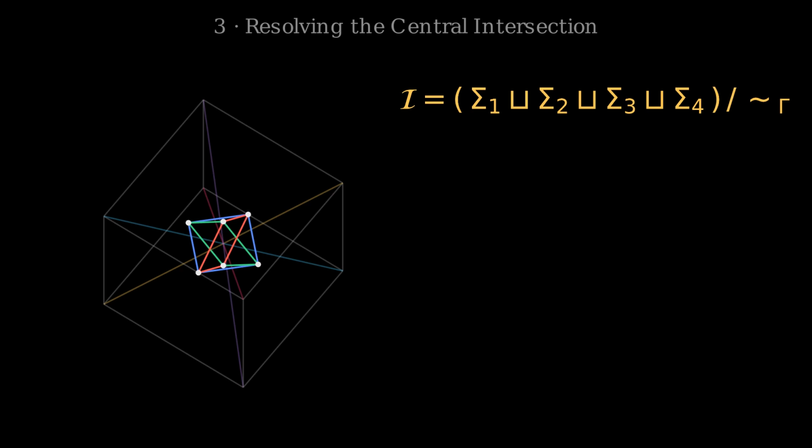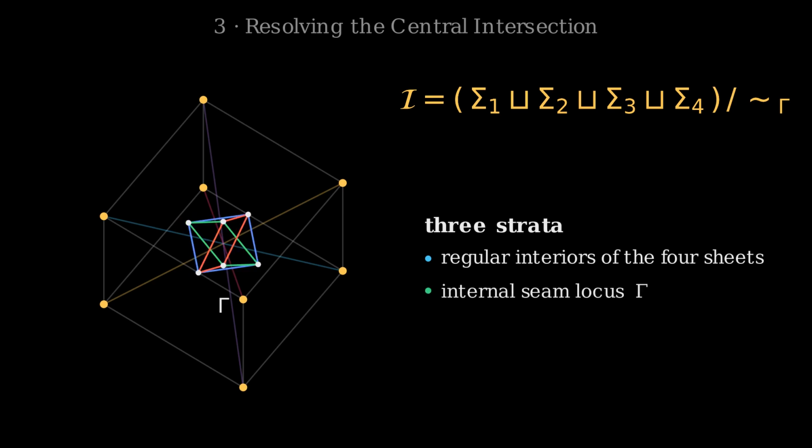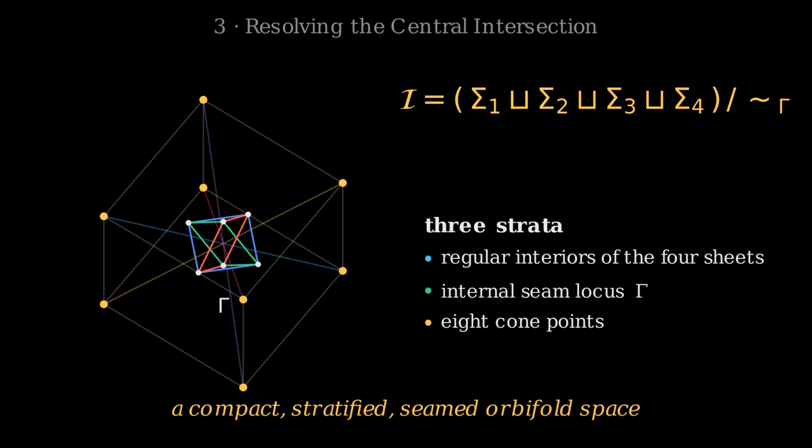This distinction is essential. The seam graph is not the collection of cone points. The cone points remain at the 8 vertices of the cubical scaffold. The graph gamma is the internal interface along which the sheets are sewn. Thus, the geometry has 3 visibly different strata. First, the regular interiors of the 4 sheets. Second, the internal seam locus gamma. And third, the 8 cone points at the ends of the sheets. The seed is therefore not a manifold in the ordinary sense. It is a compact, stratified, seamed orbifold space.